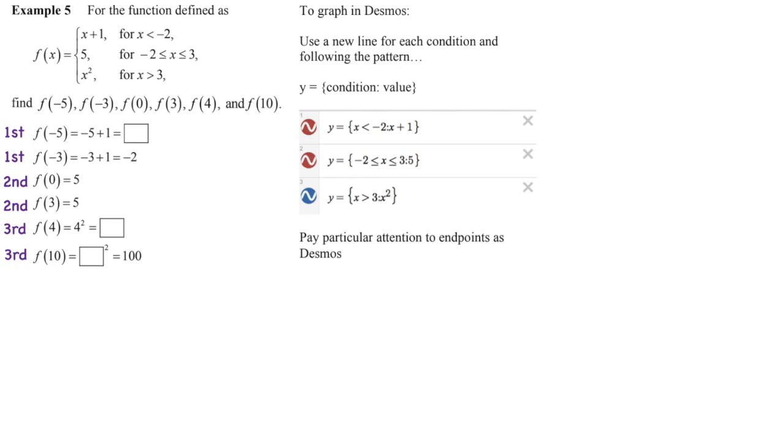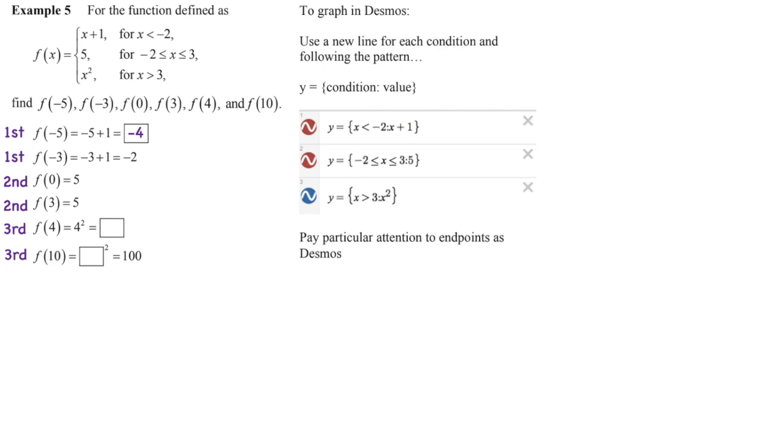So when I plug in -5 plus 1, we end up with -4. -3 plus 1 is -2. It really doesn't matter what I put in for 0 and 3 because my answer is always going to be 5, a constant function.